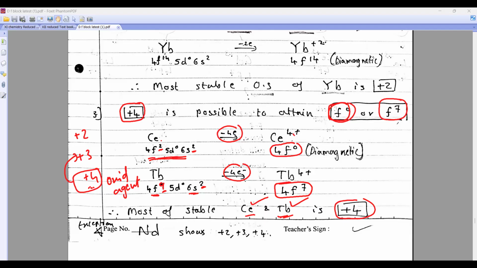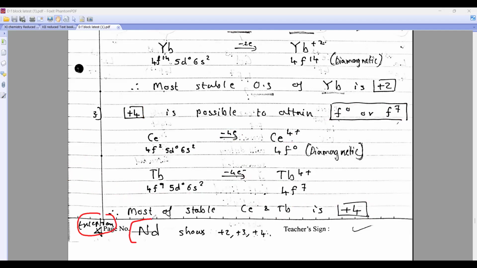Now there is one element which you will have to learn by heart, which shows all the oxidation states. Which is the element which shows all the oxidation states? The exception, naughty neodymium. Neodymium shows all.